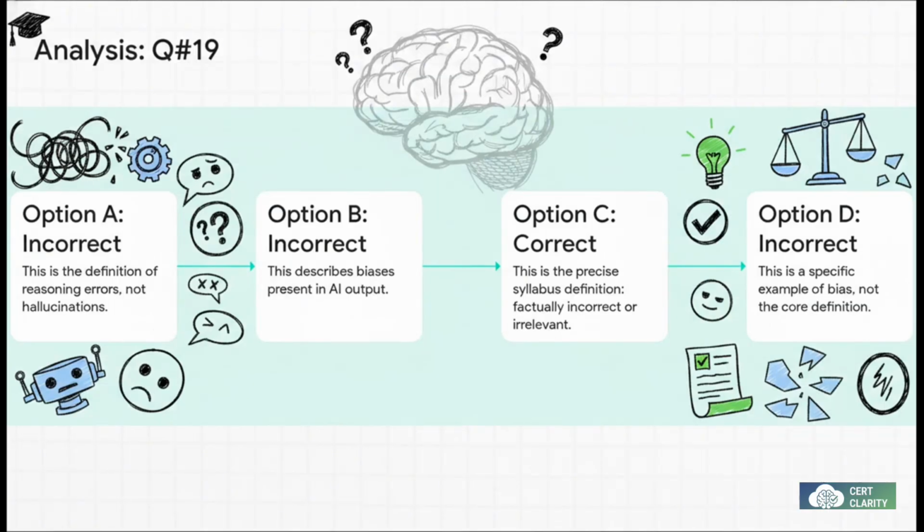Okay, let's tear this apart. Option A, that's not a hallucination, that's a reasoning error. Option B, that describes AI bias. Option D is just a specific, and pretty nasty, type of bias. That leaves us with C, outputs that are factually incorrect or irrelevant. That is the textbook syllabus definition of a hallucination. You absolutely have to know the difference between these three terms: hallucination, reasoning error, and bias. They will test you on it.